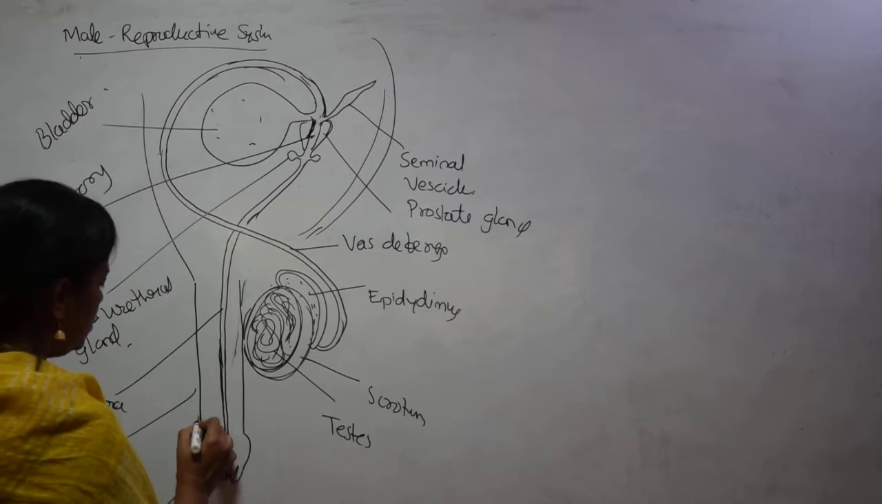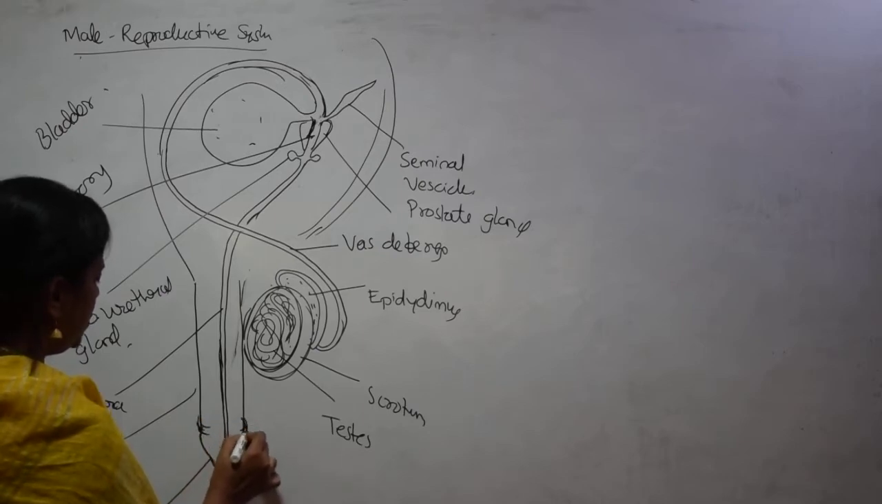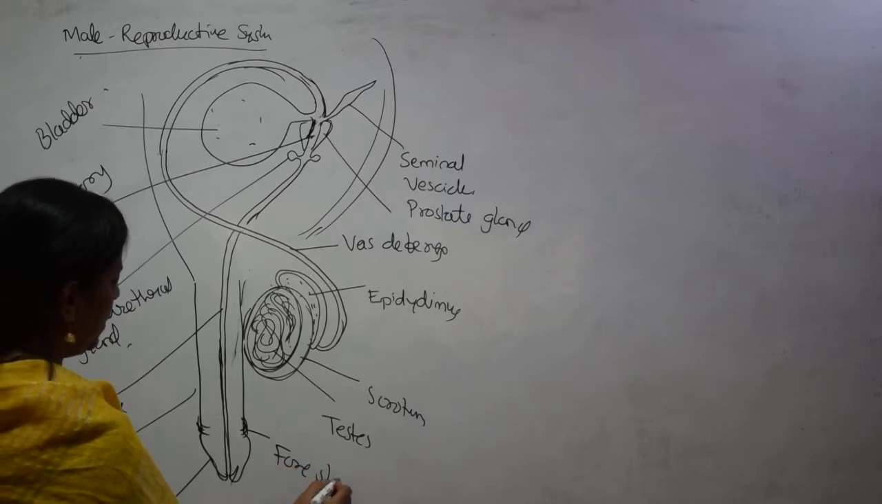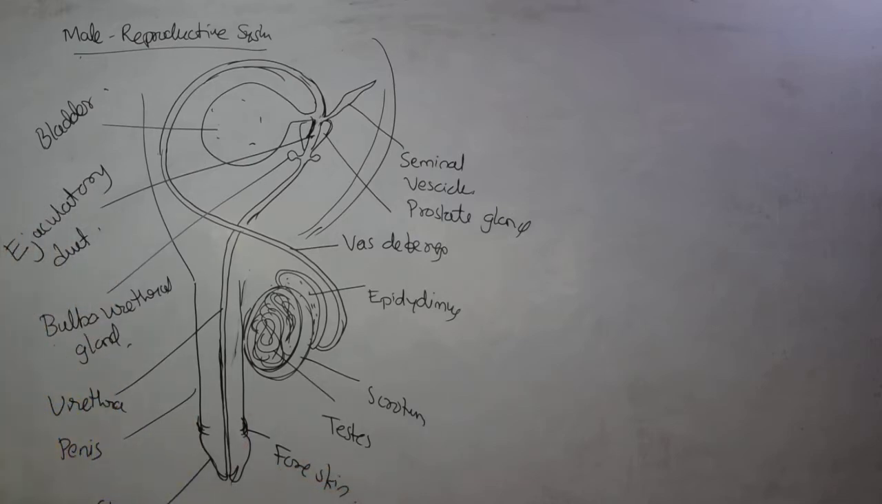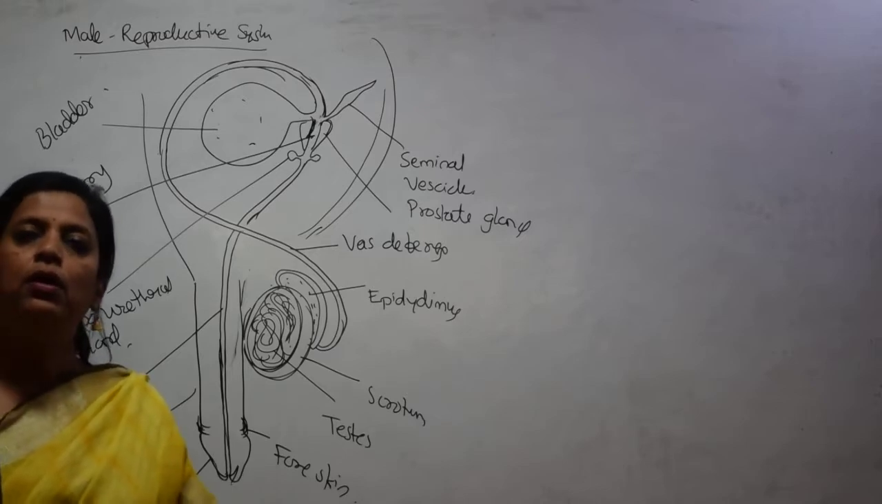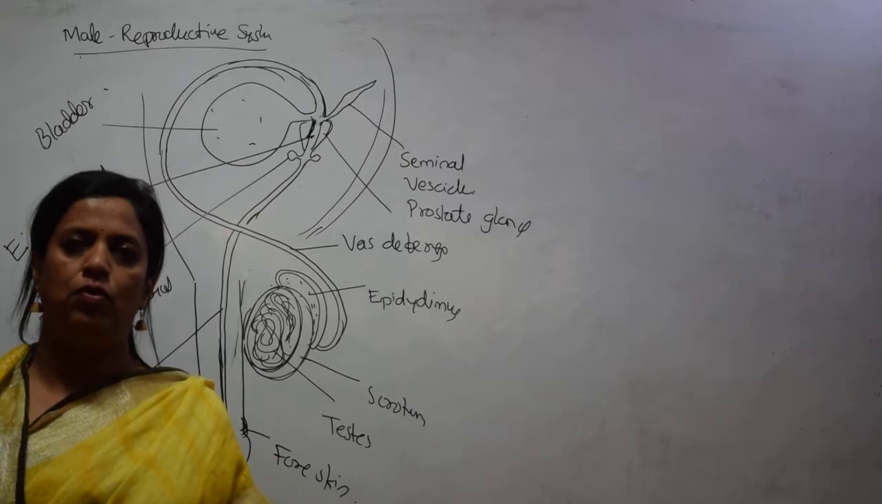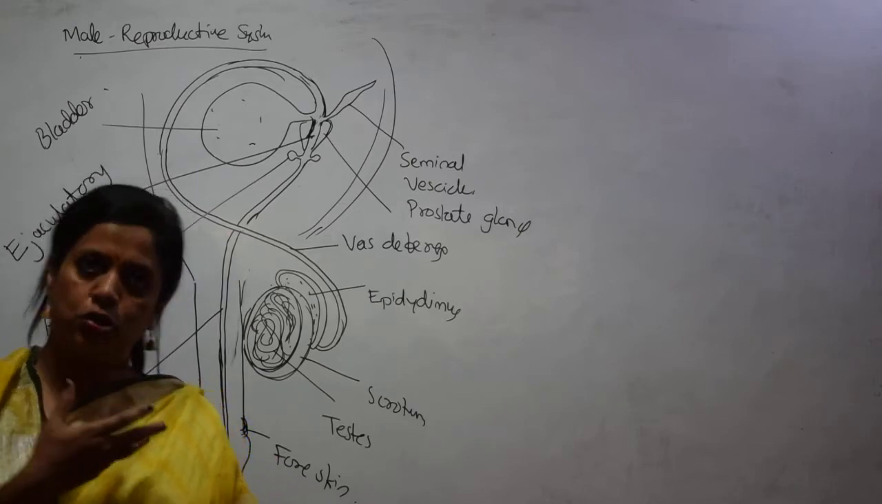And here you can just show, just for the significance, that this is the foreskin. Okay, this is the structure in the side view. Sometimes they may ask you to draw and explain the side view of the male reproductive system. So you are supposed to draw this.